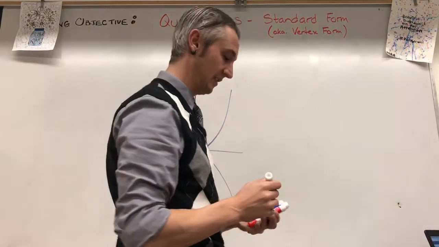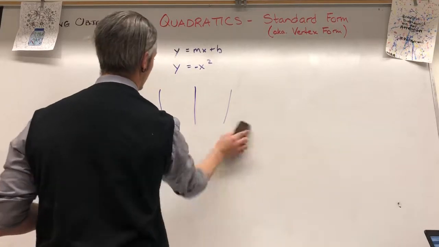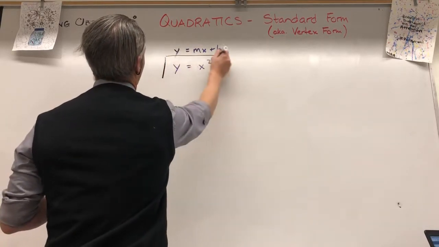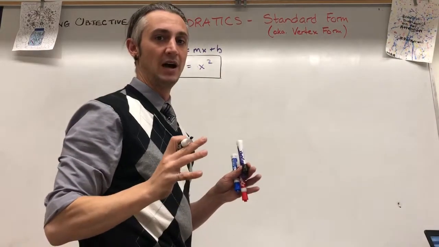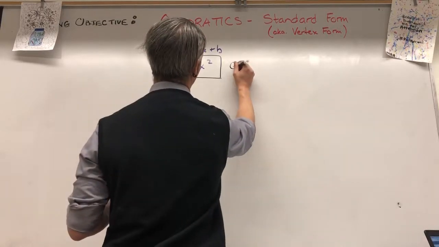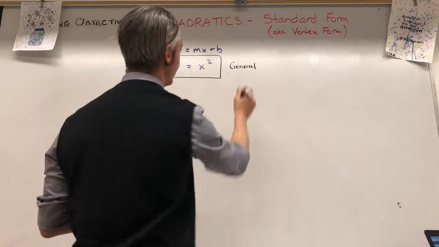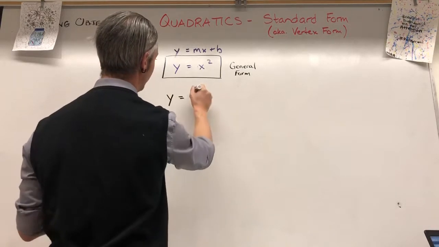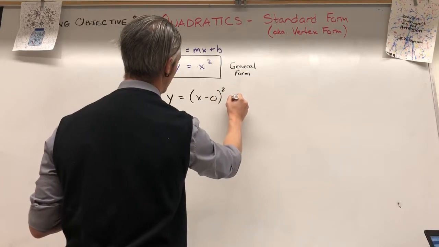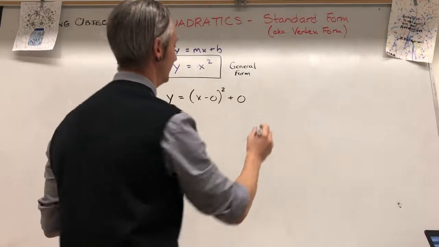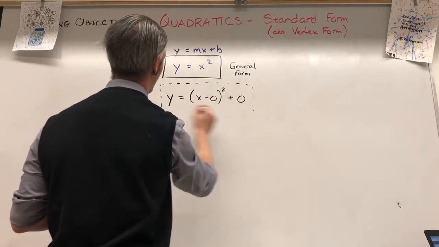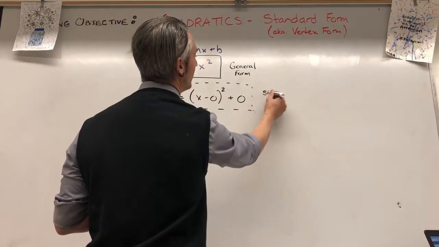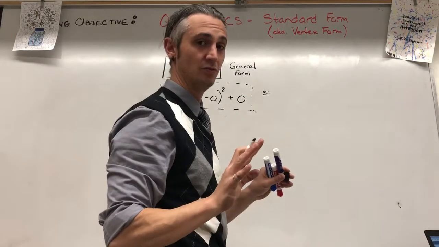So we're going to talk all about these things. This would be considered our original quadratic equation, our baseline quadratic equation, and it's in general form. Now, we can rewrite this equation in the form x minus 0 squared plus 0, and it's going to be the exact same. This is standard form, also called vertex form. Vertex and standard are the same thing, different words for the same thing.